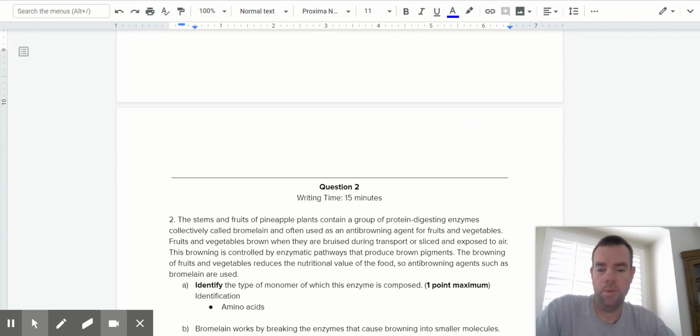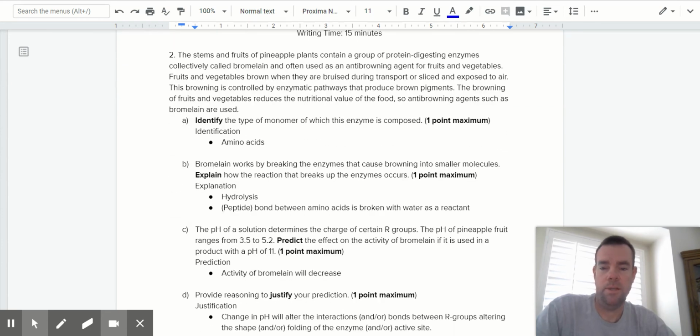Okay, so that was question number 1. Question number 2 is about bromelain, which is an enzyme found in pineapples, and which is a protease. It breaks down proteins. The first thing was to identify the type of monomers of which this enzyme is composed. It's an enzyme, so it's a protein. It is made of amino acids, 1 point.